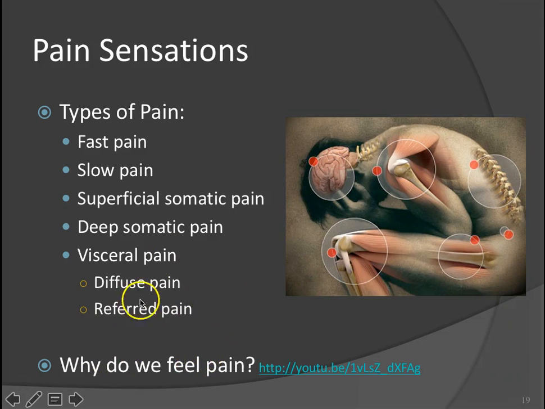And then referred pain is basically where you'll have pain in a different body part, but it corresponds to an injury somewhere else. So what do I mean by that? Classic referred pain is the classic image of a heart attack, right? You're having a heart attack, that's in your chest, but you feel the pain down the inside of your left arm. That's referred pain. Your left arm has absolutely nothing to do with what's going on in your heart attack.